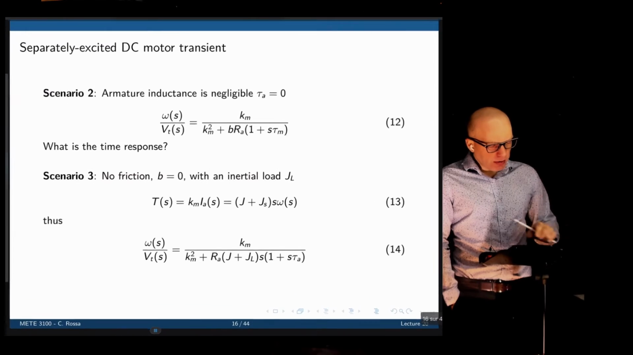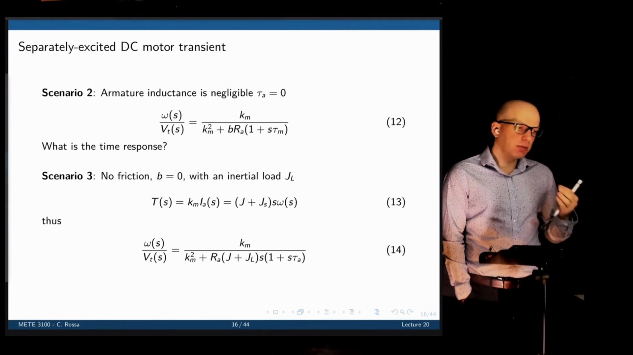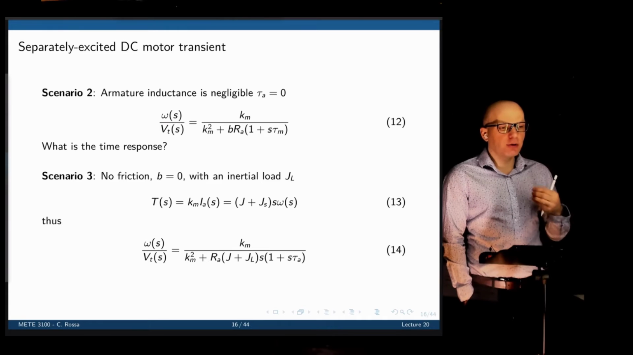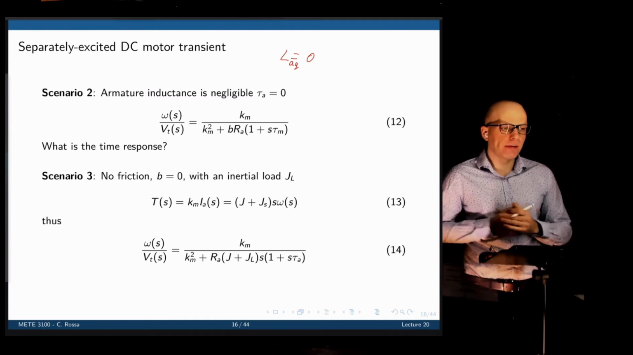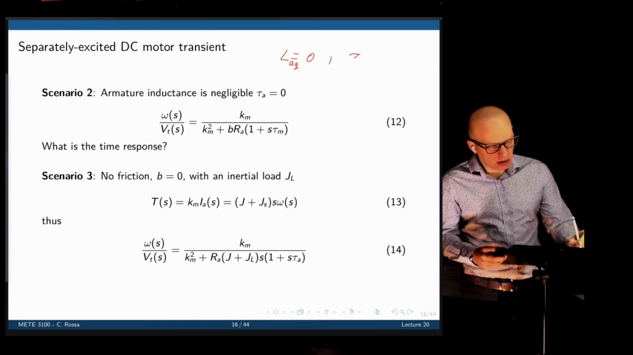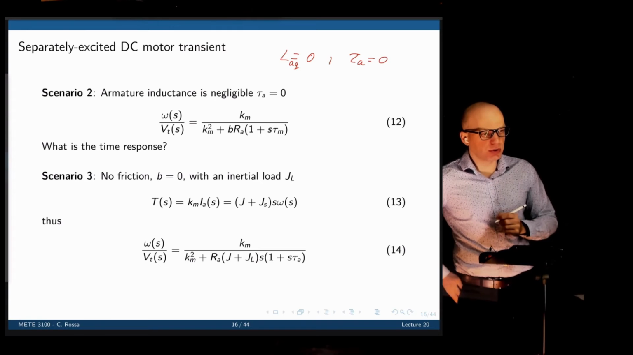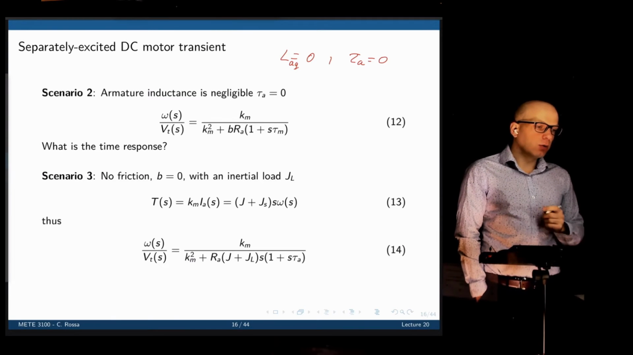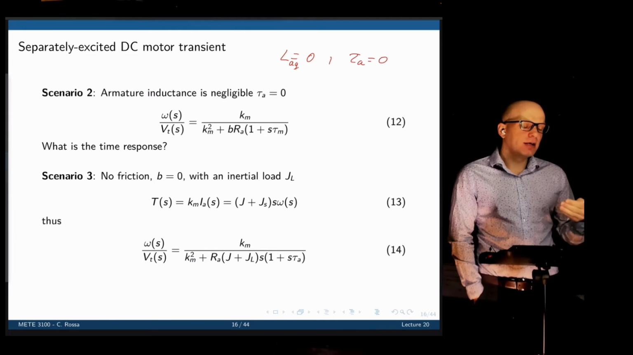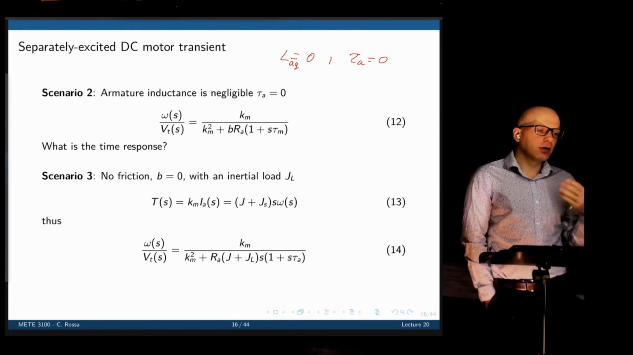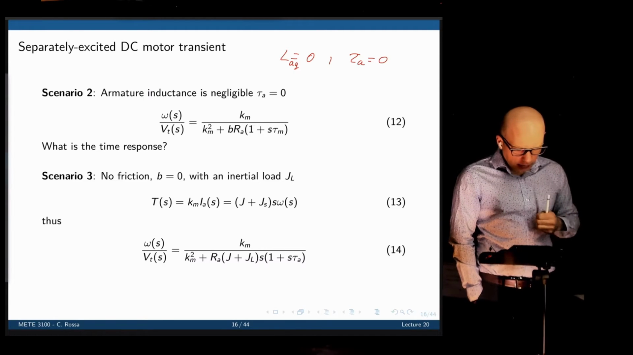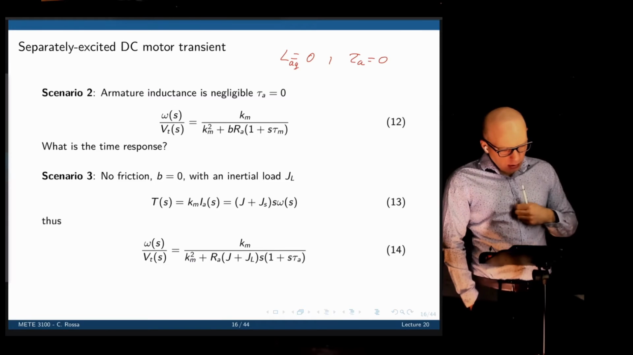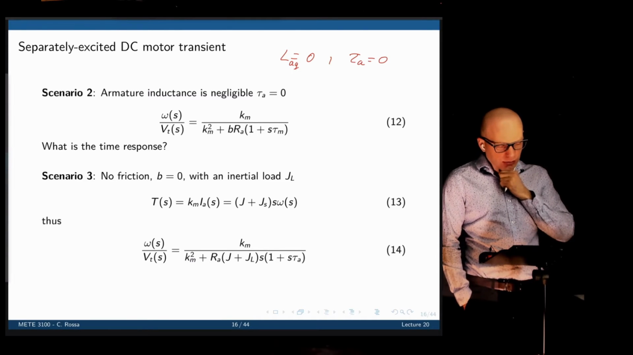A second scenario that we may encounter is when the armature inductance, which is typically the case for good motors, is negligible. If the armature inductance is negligible, then LA is 0, which means that the time constant of the armature is also 0. This means that a current will develop immediately as we apply EA. As a EMF develops, a current develops immediately. As VT is applied, the current develops immediately. Right? There's nothing else preventing the current from increasing.